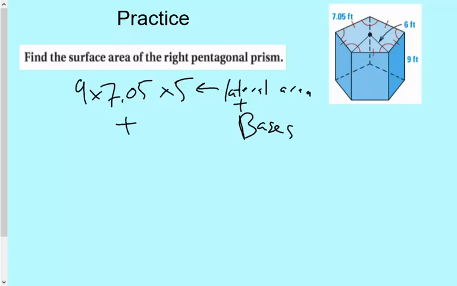Now we need to find the area of this regular pentagon. Well, we learned how to do this in chapter 11. What I see here is a triangle, and the radius is 6. If I take 7.05 and divide that by 2, because I'm going to draw the apothem right here, 7.05 divided by 2 is 3.525. Now I can find the apothem, which is what I need. I'm going to use the Pythagorean theorem: 6 squared, minus 3.525 squared, and then I'm going to take the square root of that number.